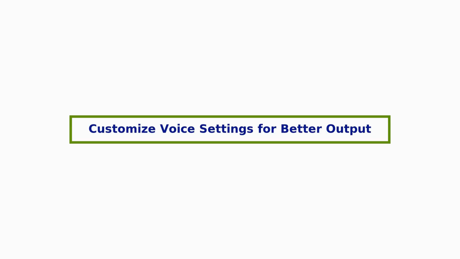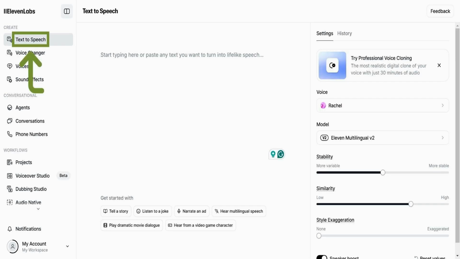This user guide provides a step-by-step process for using the text-to-speech feature in the 11 Labs platform. Making adjustments is crucial in order to get high-quality and effective voice output that you can use in your projects. Click on Text-to-Speech in the left menu to start using the feature.